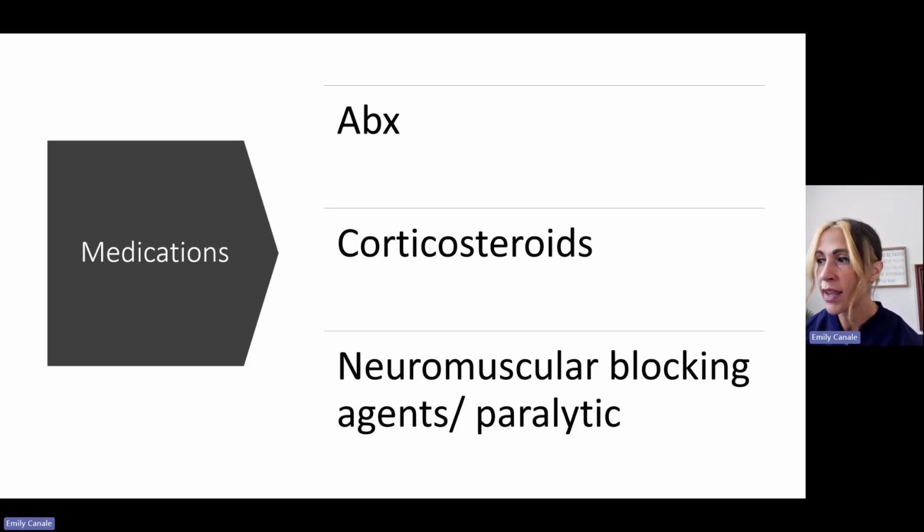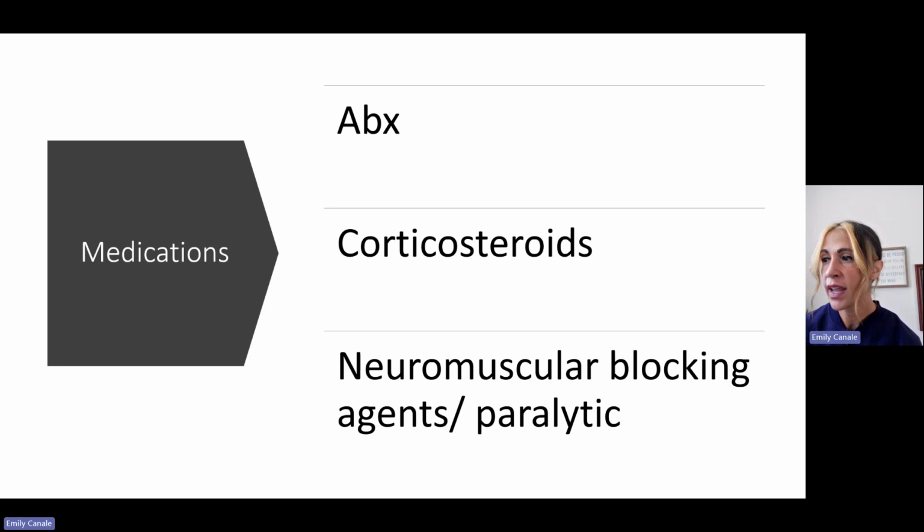The neuromuscular blocking agents, or paralytics, are sometimes used when they're mechanically ventilated, just because it reduces the risk of barotrauma, because they control the patient's breathing. The patient's not fighting the ventilator, so the patient can't take a breath out of sync with the ventilator. And it reduces their oxygen demands because they're not moving their muscles as much.